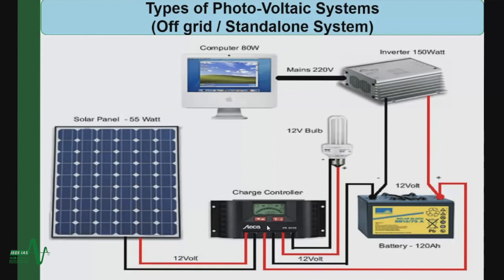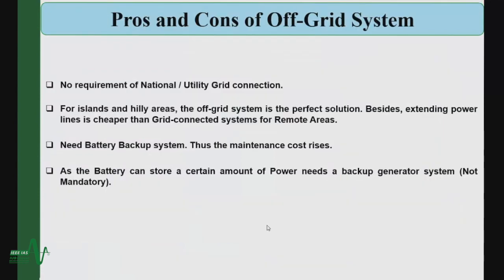That's it. So there are also some positive and negative sides of the off-grid system. The positive side is that no national grid is required, and the cost is cheaper. However, the negative side is that a backup system is required. That means a battery backup system is required, and sometimes, to make sure of 24 hours of electricity connection, a backup generator system is also required.